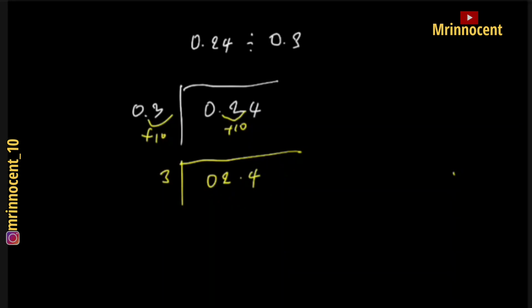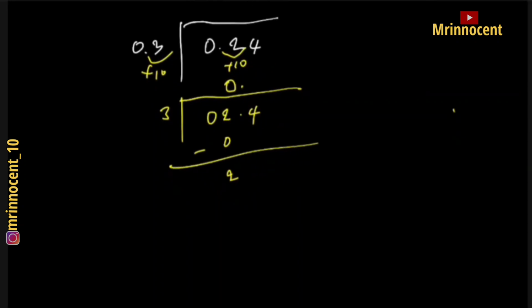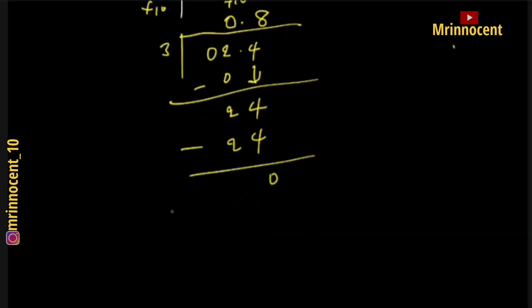So you have 3 divided by 2.4. So 3 divided by 2 is 0. Put your point. 0 times 3 is 0. Minus. So you bring down 2. 3 into 2 cannot, bring down your 4. 3 into 24 is 8. 8 times 3 is 24. Subtract, you have 0. So therefore your answer is 0.8.